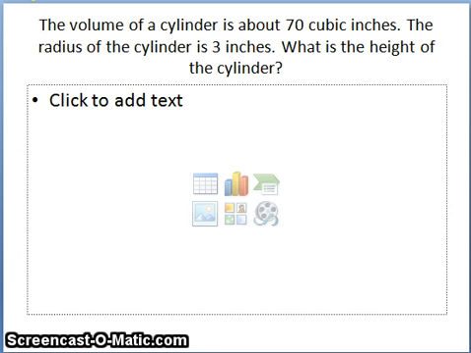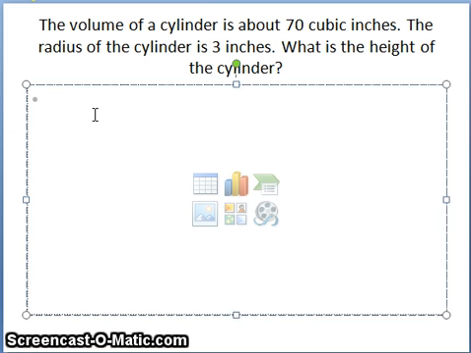Okay, here's another one. The volume of the cylinder is about 70 cubic inches. The radius of the cylinder is 3 inches. What is the height of the cylinder? So this one is unusual in that they have not given us the height and the radius. They've actually given us the volume. So we're solving for the height.